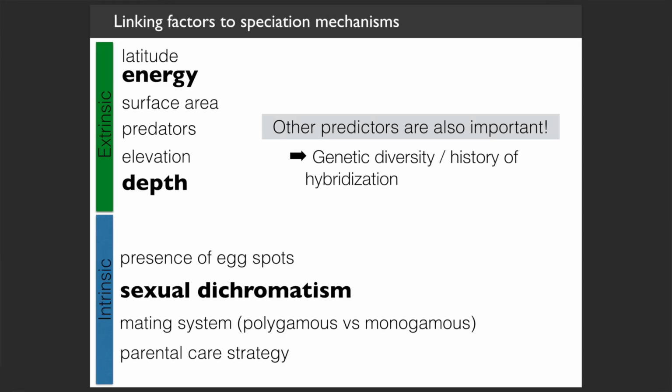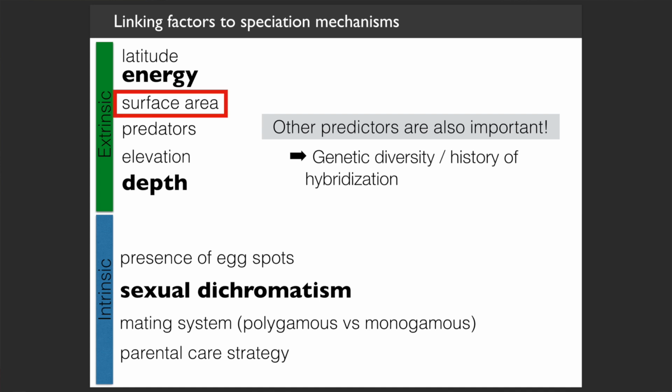And one thing I want to mention before moving on is that these models are only as good as the predictors that we can include in them. And there are certainly other predictors which are also really important in explaining cichlid adaptive radiation. One of those that is emerging as incredibly important is genetic diversity of these lineages and their history of hybridization. And that's a subject that I'll speak about towards the end of the talk.